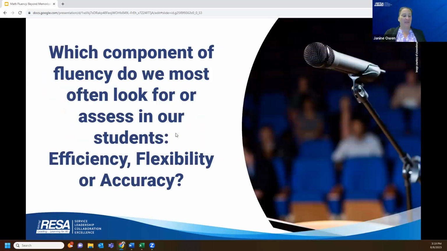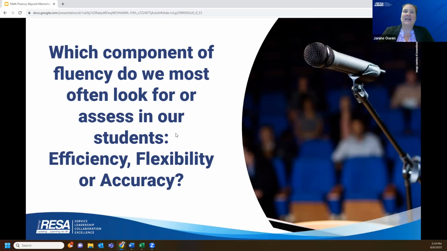So what I want you to think about is, what component of fluency do you think that as teachers or as educators, or even as assessors, we most often look for when we're assessing our students to see if they are fluent? Do you think that we're looking mostly at whether students are efficient, flexible, or accurate? Go ahead and enter in the chat.